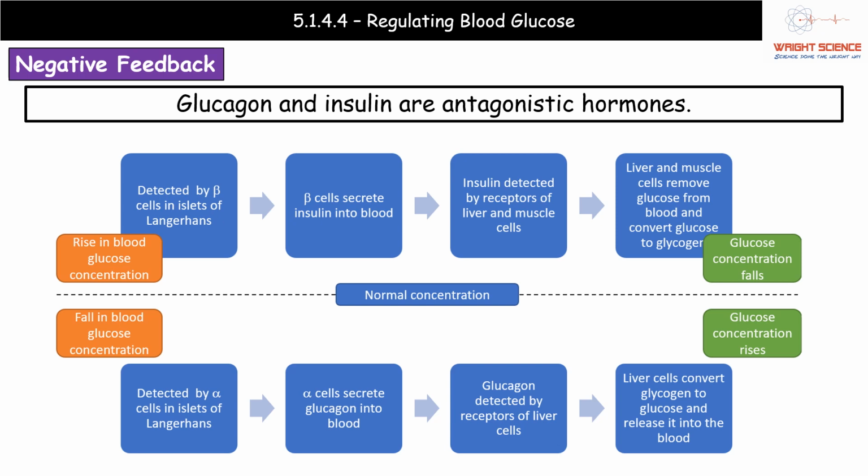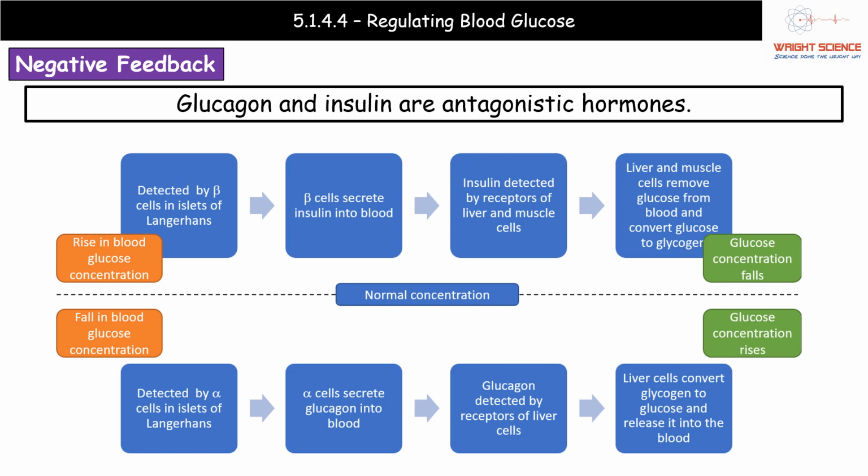And what we can see is we start off with our rise in the blood glucose concentration, detected by the beta cells in the islets of Langerhans. They secrete the insulin, which is detected by those receptors on liver and muscle cells. That then leads to the liver and muscle cells removing glucose from the blood through those processes we looked at, and therefore the glucose concentration falls. If, however, we had a fall in blood glucose concentration detected by the alpha cells in the islets of Langerhans, they secrete the glucagon, detected by the liver cells, and then we're going to convert the glycogen to glucose and therefore release it into the blood to bring it back up again.